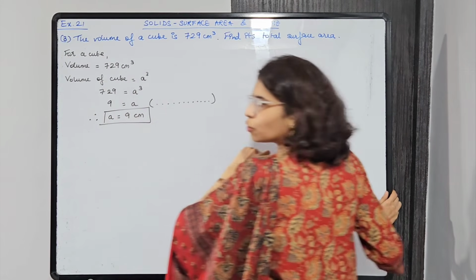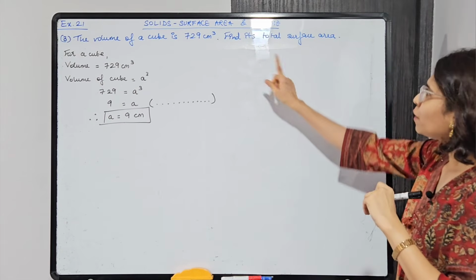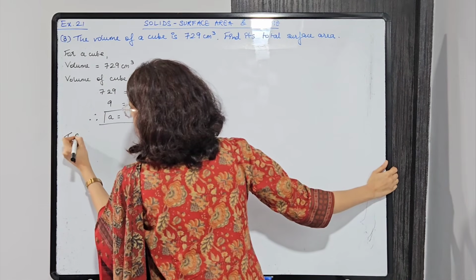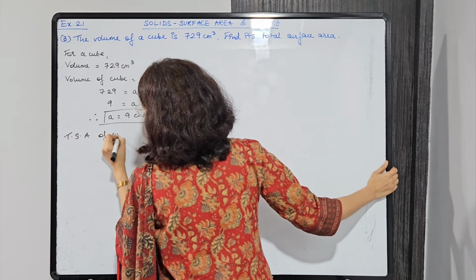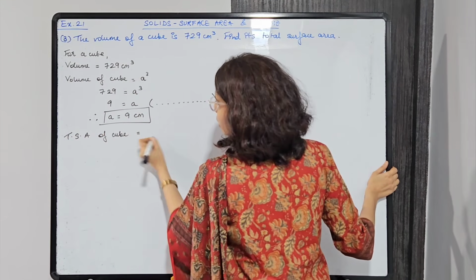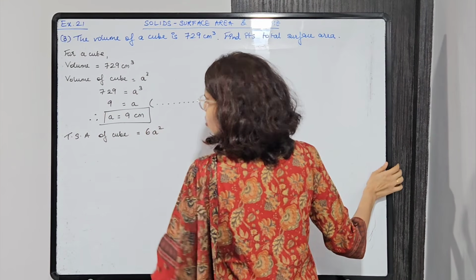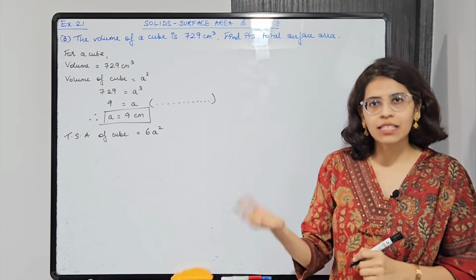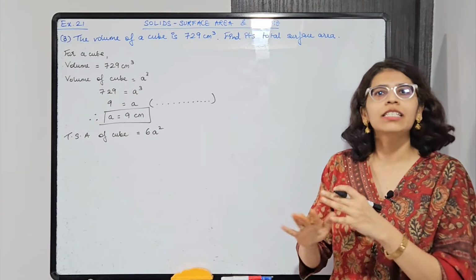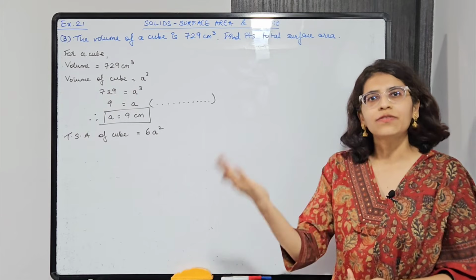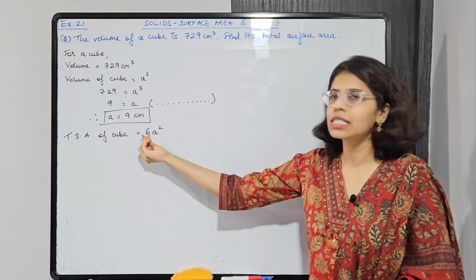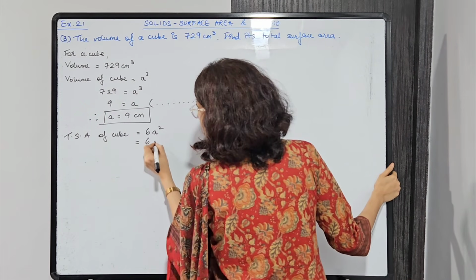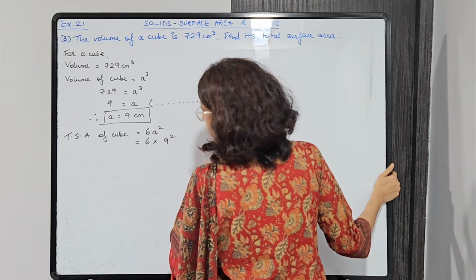Okay, so we got the value of the side of a cube. We need to find out the total surface area. Total surface area of cube. It is 6a square. 6 sides are there in a cube, right? 6 faces है. Sorry, not sides, 6 faces है. So 6 faces का area का sum, that is 6a square. So it is 6 into 9 square, correct?